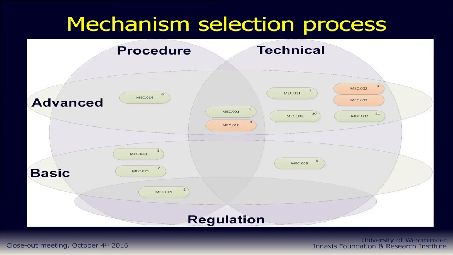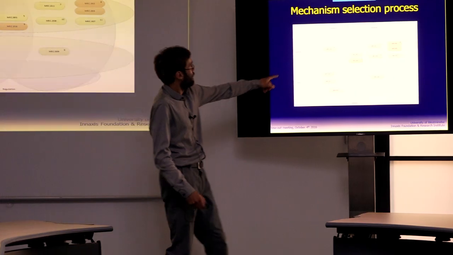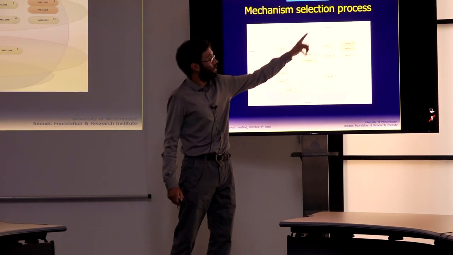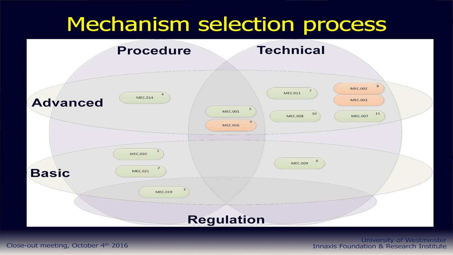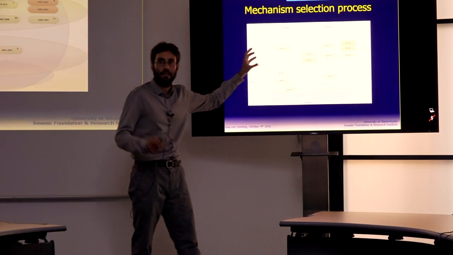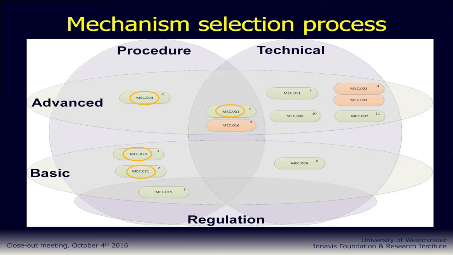We were considering also, that's what we call the mechanism, because it includes more than a technical solution. It can be also a procedural thing, or it can be a technical solution, or it can be a combination of all of them. It can be what we consider advanced, or it can be basic. These ones are where they are located, the ones we end up selecting. So it's a good cross between these different parameters we consider.